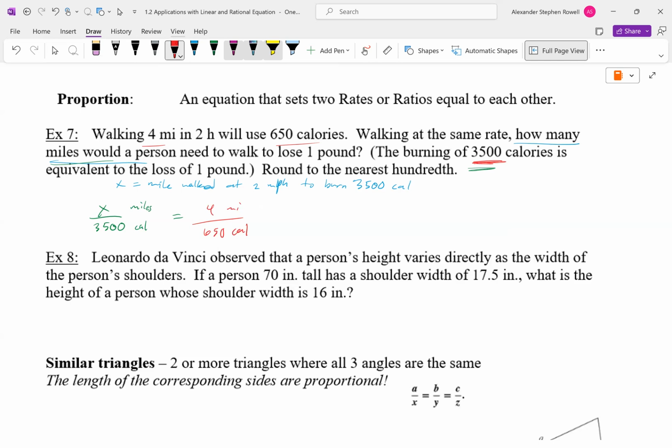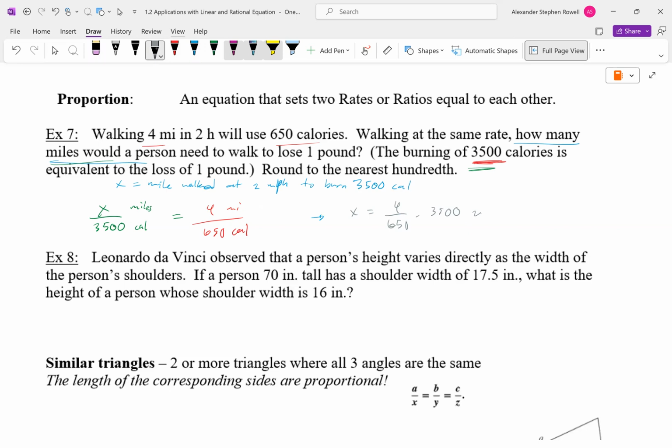Cross multiply is a way to solve it. It is a slower way to solve it. What's a faster way to solve it? Sure, calculator, but do what with the calculator? How do I get X by itself? Well, so just multiply by 3,500. So cross multiplying sure works, but it's going to be faster to just multiply by 3,500. X is equal to 4 over 650 times 3,500.